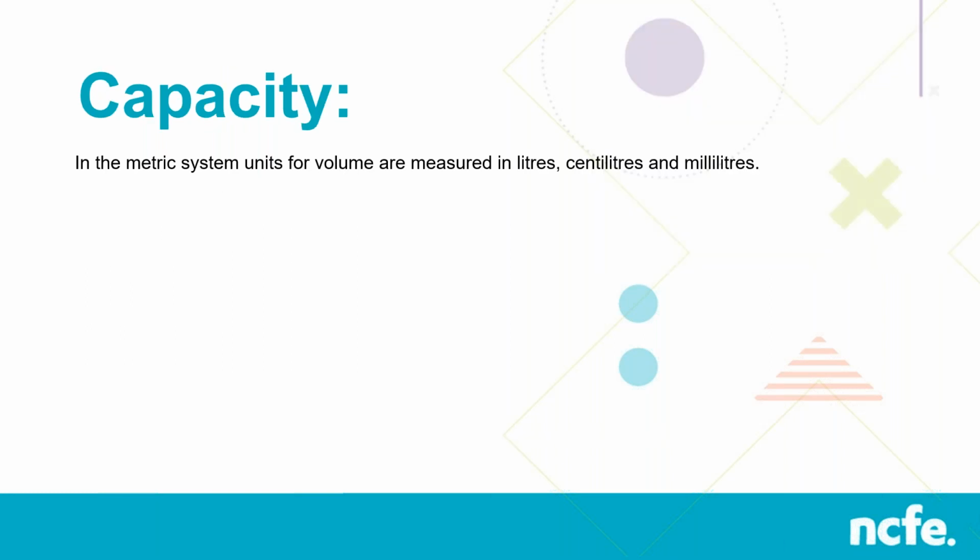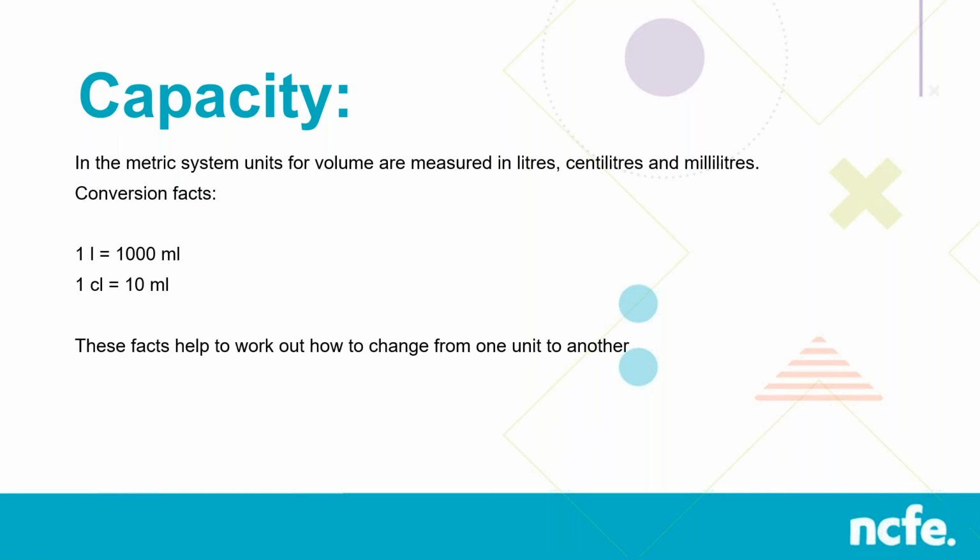In the metric system, units for capacity or volume are measured in litres, centilitres, and millilitres. So we're looking at liquid measurements here. So conversion facts: 1 litre is 1,000 millilitres. 1 centilitre equals 10 millilitres. These facts can help you to work out how to change from one unit to another.